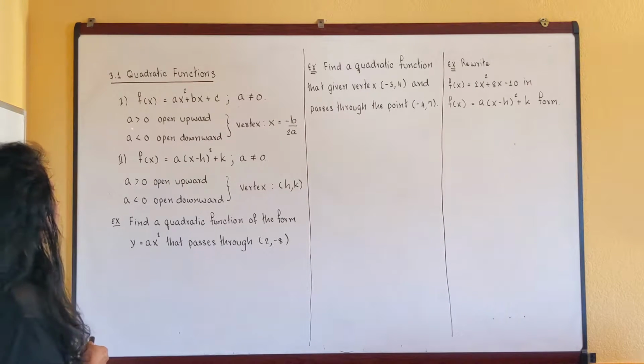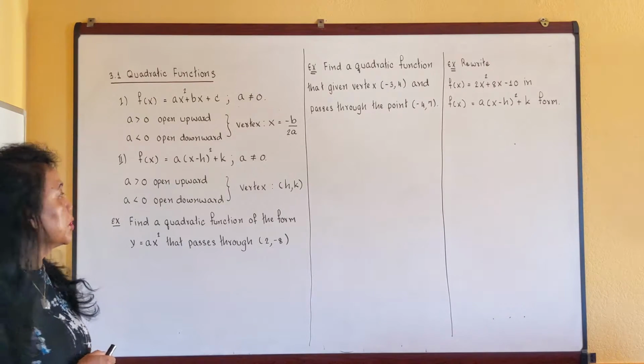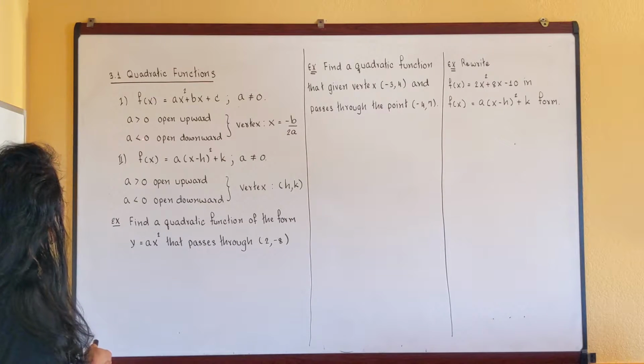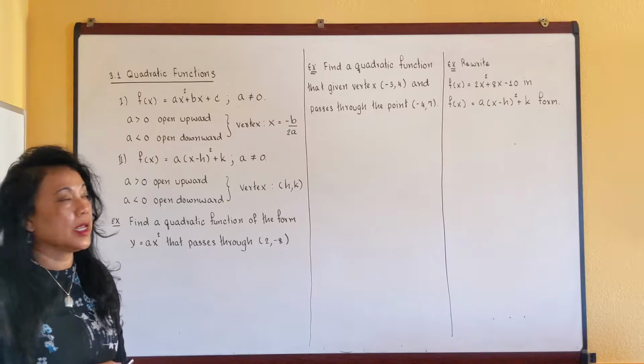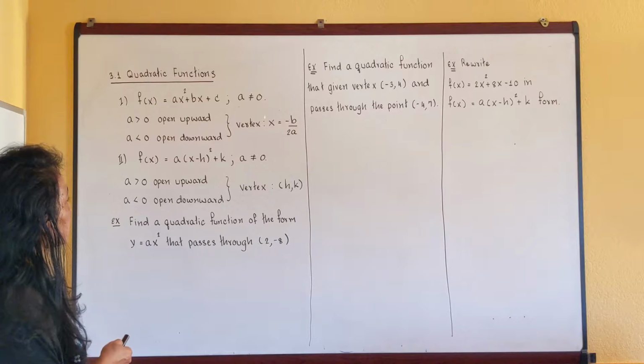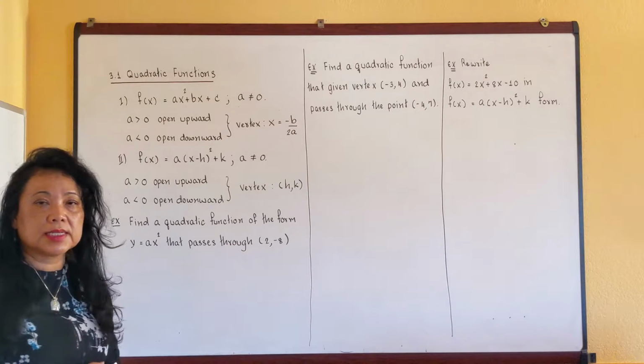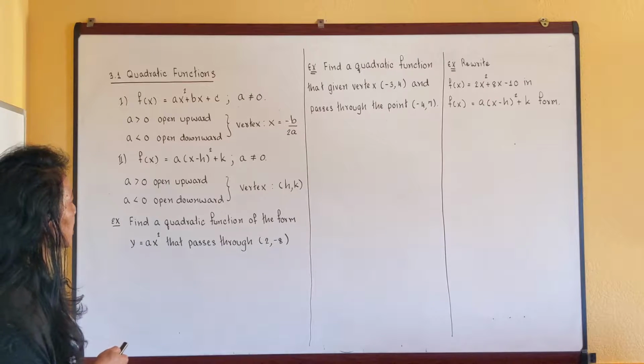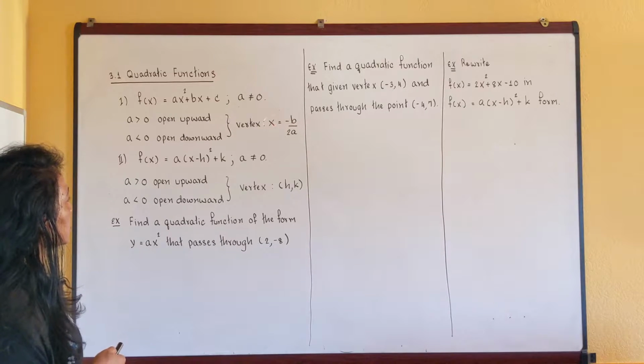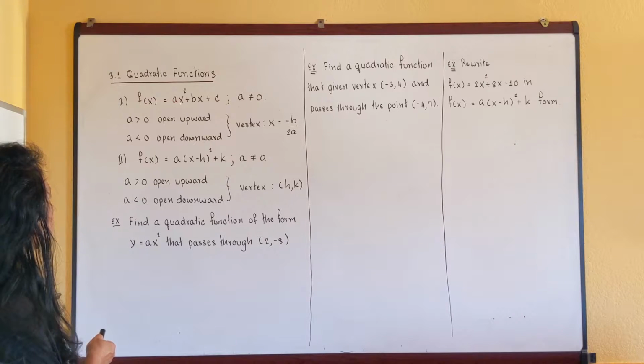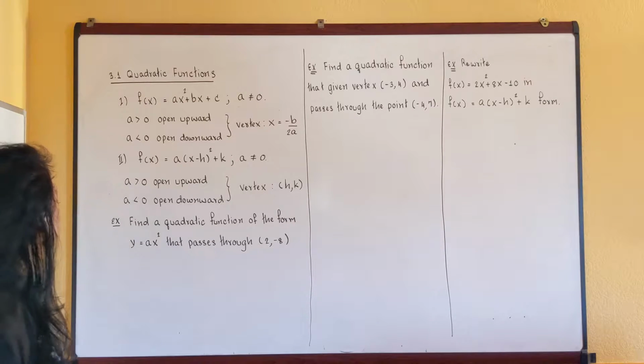So if a is positive, you're going to have a parabola open upward. Less than 0 is going to open downward. And then it's going to have a vertex. The formula for the vertex is x equal to negative b over 2a. Once you get the x coordinate, you plug it in the equation, you will get the y coordinate.